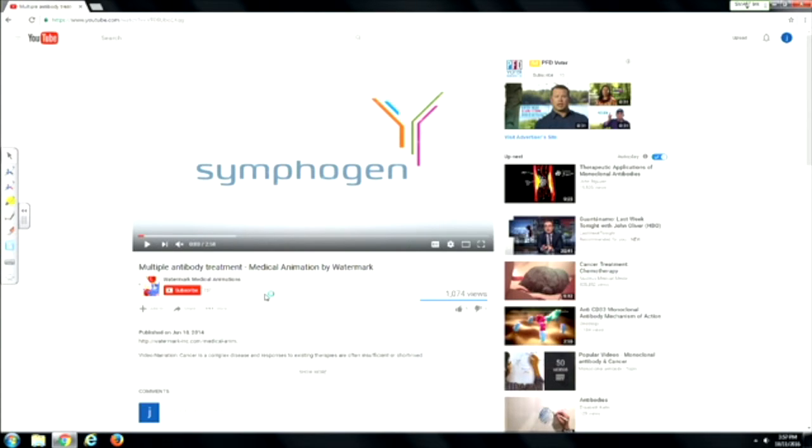So we talked a little bit about applications of antibodies in therapeutics and diagnostics, and I thought it would be a lot easier for you to see how antibody treatment works for a specific therapeutic target, in this case cancer, than me trying to explain it to you. So let me turn this down a little bit, and hopefully this makes sense, and I can stop talking for a minute.